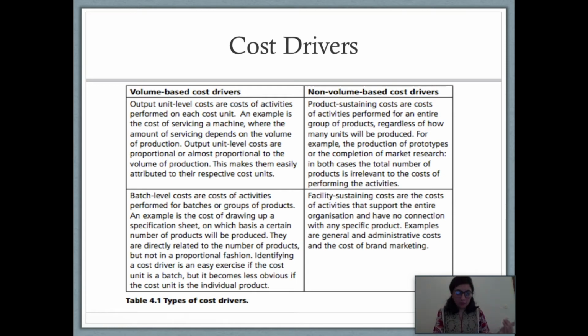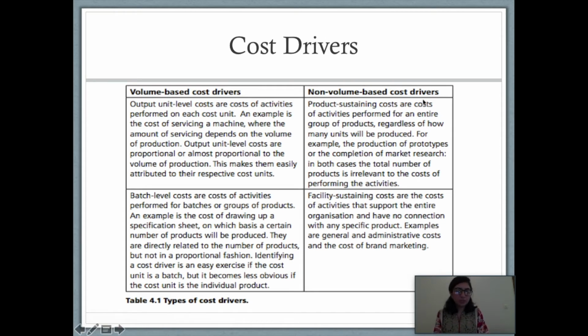Let's do a little bit of reading. So volume based cost drivers are output unit level costs of activities performed on each cost unit. An example is the cost of servicing a machine, where the amount of servicing depends on the volume of production. So, volume based cost drivers are actually quantitative volume drivers. My example was regarding the repairs of a machinery. The repairs could be derived either by machine hours or by the volume of units produced in production.